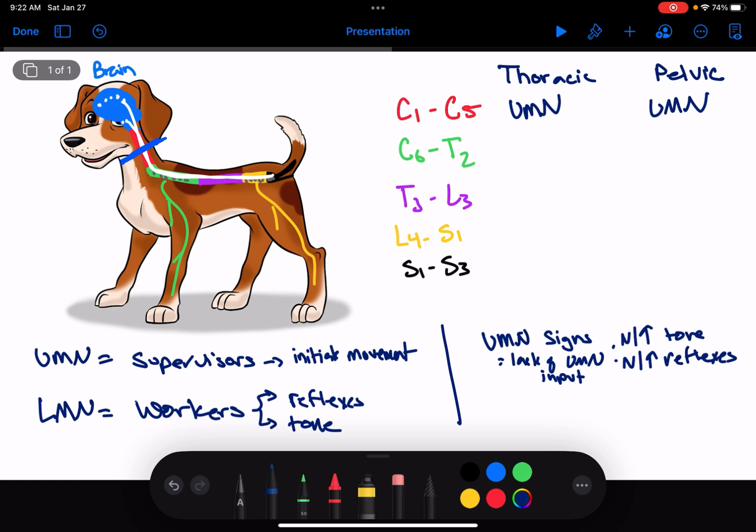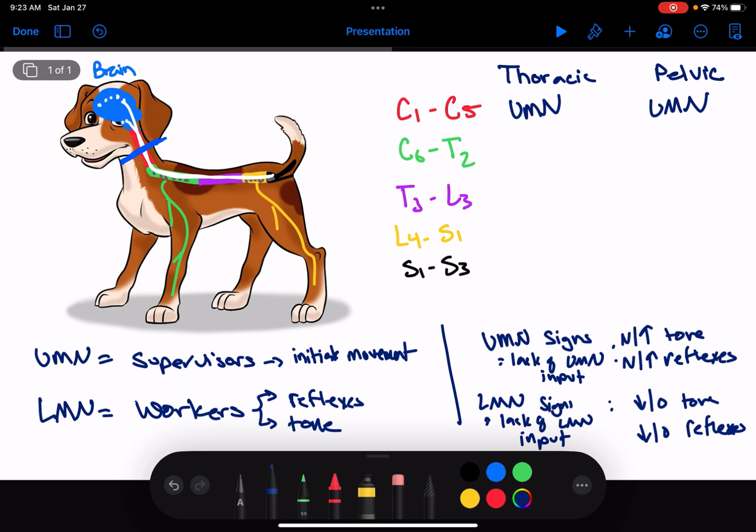And so in comparison, when we have a lower motor neuron sign, aka lack of lower motor neuron input, what we get is when we lack lower motor neurons, that means we lack the workers, and the workers are good at two things, creating tone and creating reflexes. And so what we'll see is either decreased or absent tone and decreased or absent reflexes. And so those are going to be the big differences between the two.